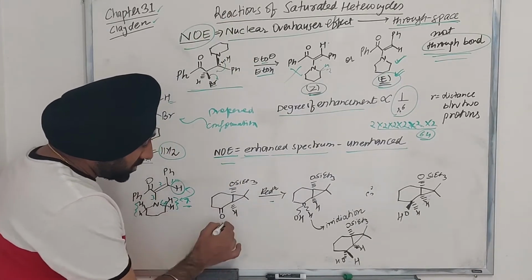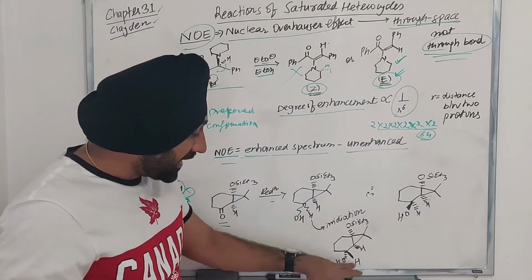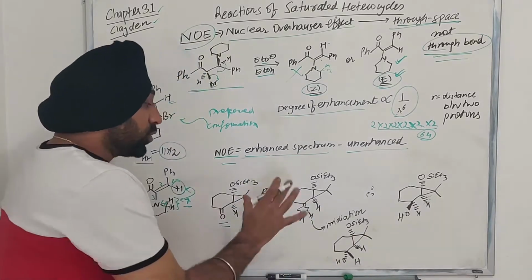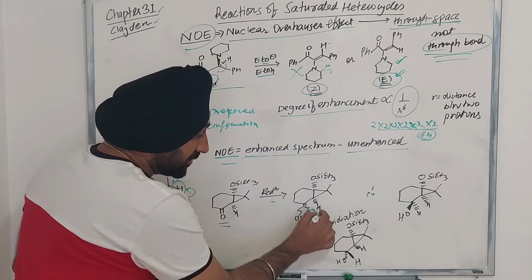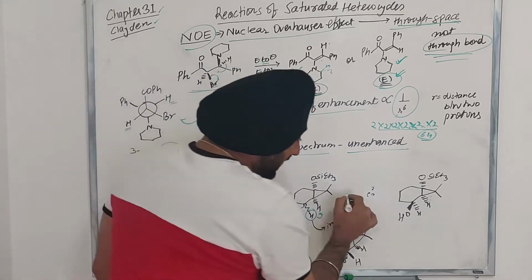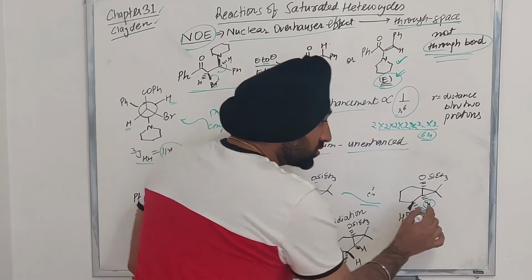Suppose we carry out the reduction of the carbonyl. So here you can have the hydride attacking from the top or attacking from the bottom. So what did they observe when they irradiated this hydrogen? They observed the intensity of this increased. So this clearly reflects that both the hydrogens are next to each other. So this hydrogen has to be cis.